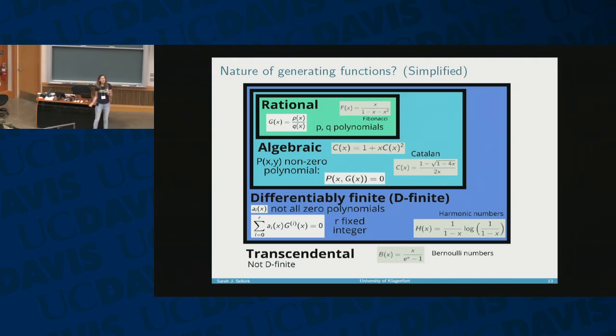And also, in case you haven't worked with this type of thing before, rational generating functions are fantastic. Algebraic generating functions are great. Differentially finite generating functions are nice. Transcendental generating functions are scary. Okay, so that's all you need to know.